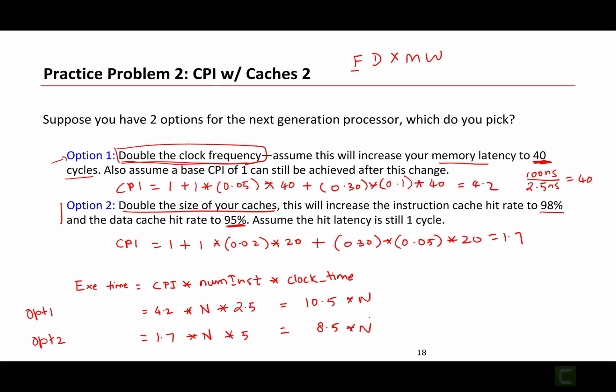So you will notice that option 2 is still the better option, but not as good as it was before, because 4.2 is almost 3 times that of option 2, but the performance difference is much tighter than what we originally thought it would be. And the reason for that is the benefit of option 1 is expressed in terms of the clock cycle time, whereas the benefit of option 2 is expressed in terms of the CPI, because we were able to reduce the CPI by increasing the cache hit rate.